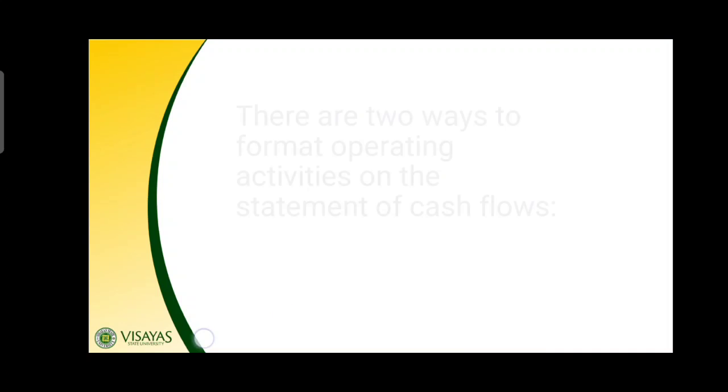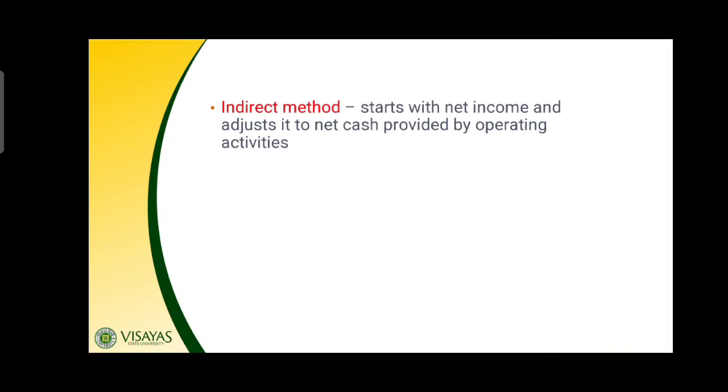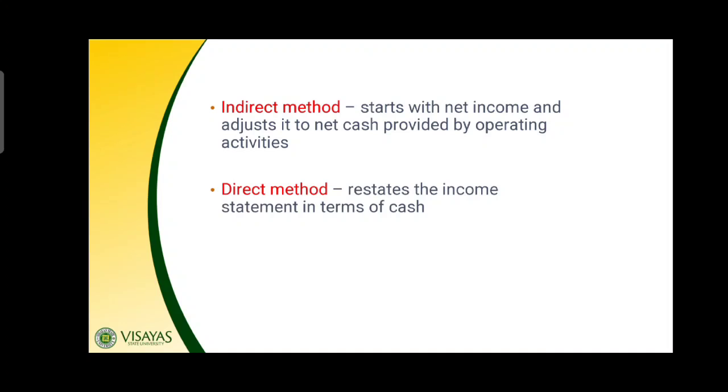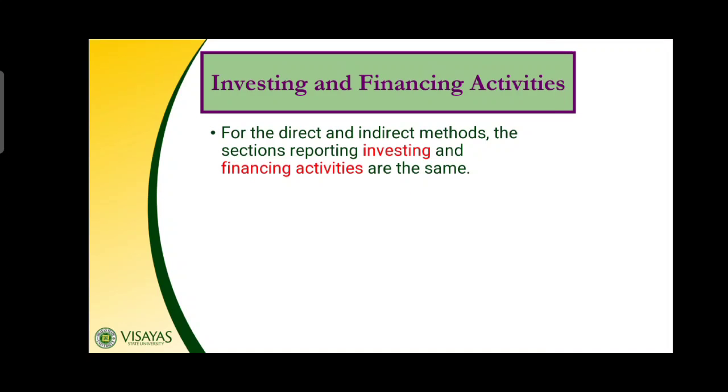Again, class, dalawang paraan para makuha natin yung ating flows. Pwedeng indirect method, pwedeng direct method. Okay, so yung ating indirect method, nagsisimula tayo sa net income, tapos adjustments. Adjustment to net cash provided by the operating activities. Yung direct method naman natin, we only restate the income statements in terms of cash. So, cash inflow minus cash outflow. So, yung ating mga investing and financing activity, yung directly natin na lang ito na ma-minus, mapa-plus minus.